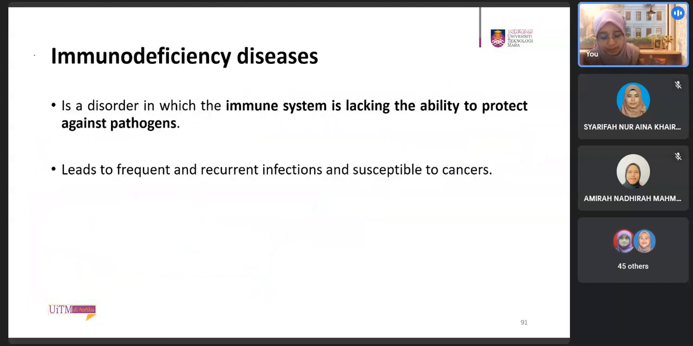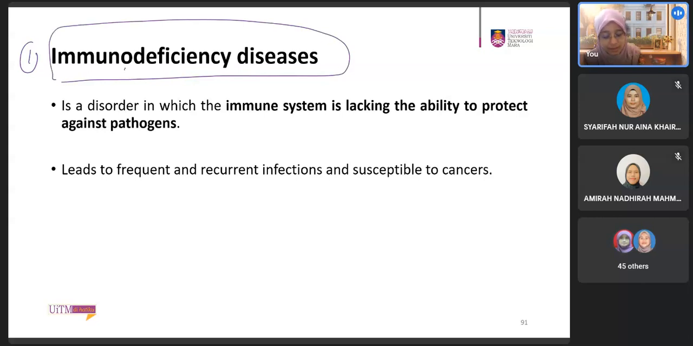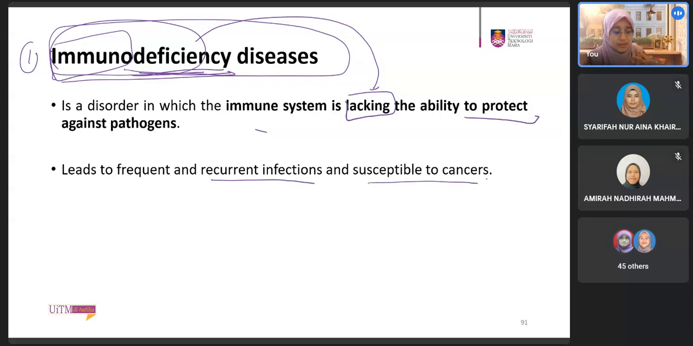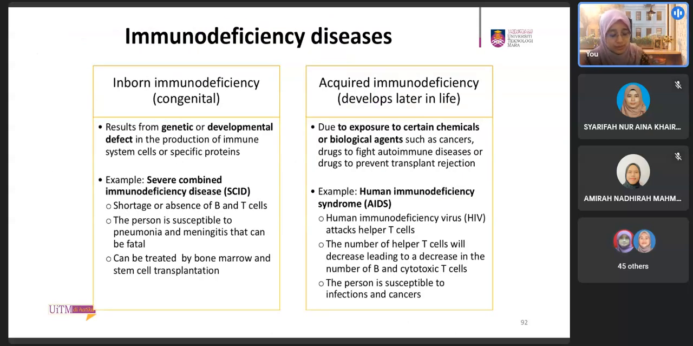So we are going to look at the first imbalance, which is immunodeficiency, kekurangan, deficiency. It's a disorder in which the immune system is lacking the ability to protect against pathogen. Kekurangan dari segi immune system. So it leads to frequent and recurrent infection and susceptibility to cancer, because your body cannot protect itself from being infected by pathogen. So you are susceptible to being infected by the virus that you are exposed to in your surrounding, and also susceptible to cancers.